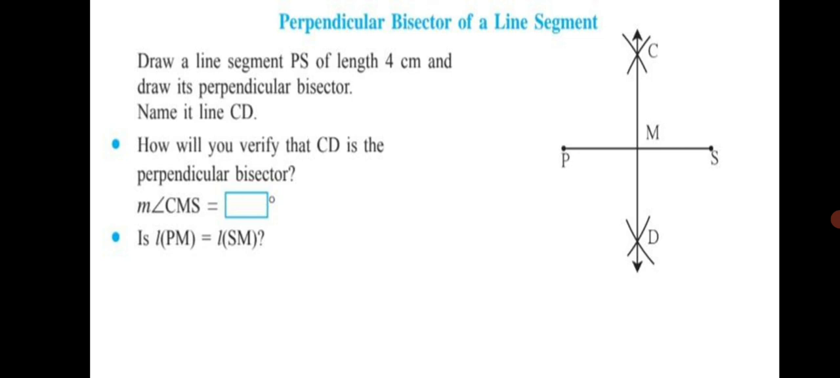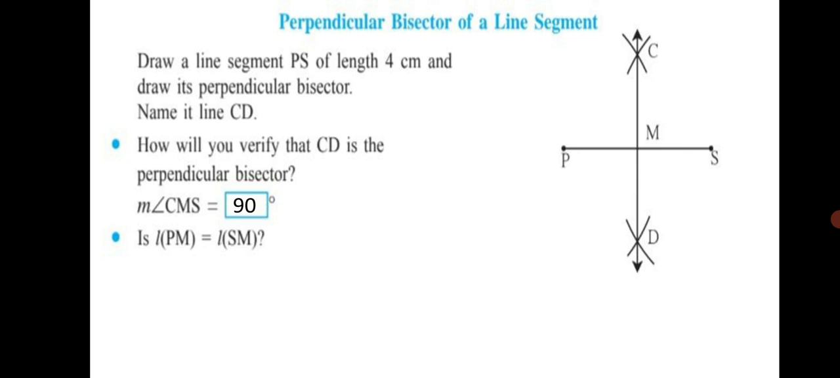So how will you verify that CD is the perpendicular bisector? We will measure angle CMS. When you measure it, you will come to know that it is exactly 90 degree. So we can write down angle CMS as equal to 90 degree. This activity is on textbook page number 1.